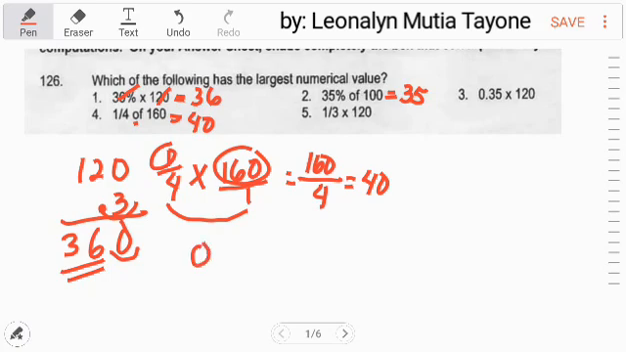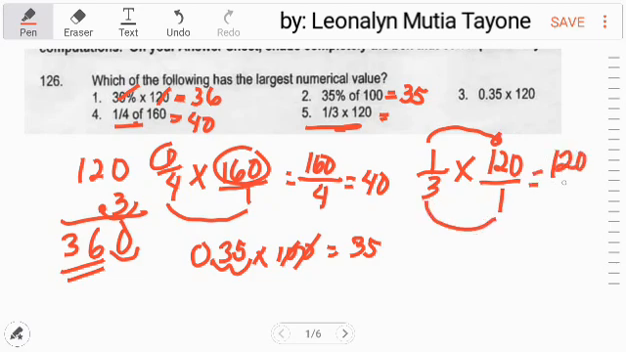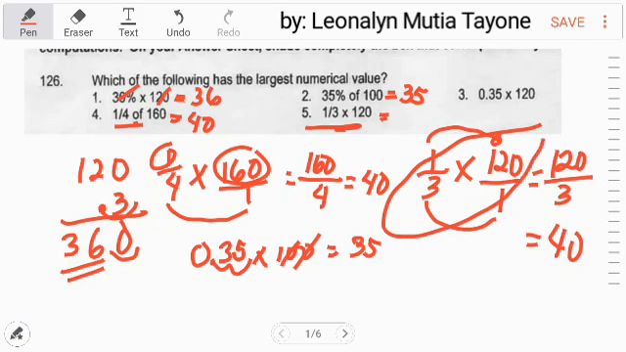Gusto mong isa-isahin natin? 35 means 0.35. I-multiply mo siya ng 100, so babalik din tayo sa 35. Kasi, mag-move ka lang ng dalawang decimal to the right, cancel mo yung 0 dyan. So, 35 times 1, that is 35. Next, 1/3 of 120. Kung anong ginawa natin dito, ganun din ang gagawin natin dito. So, 1/3, multiplied mo ng 120, meron siyang denominator na 1. 1 times 120, that is 120. 3 times 1, that is 3. So, 120 divided by 3, that is 40. O, pwede mong direkta na lang yan. 120 divided by 3, and that is 40.